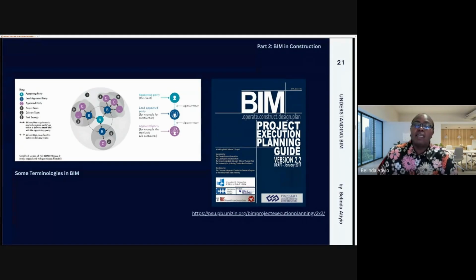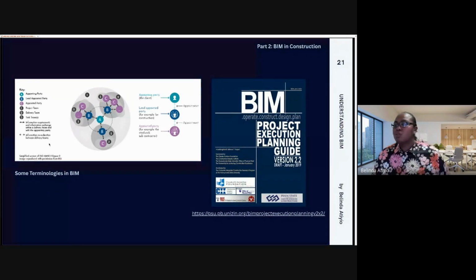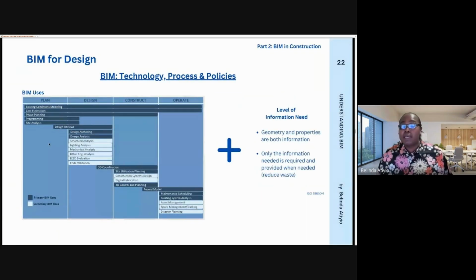And then, like I said, in BIM we have a lot of terms: appointing party, lead appointed party, appointed party. All these terms are used in BIM because it's not just for construction. So if you are looking at a BIM document, you won't necessarily see architect, engineer. You will probably see things like appointing party, who is the client. The appointed party can be the architect, engineer, whoever, depending on the kind of project that is being executed. So those are the two documents that you require.